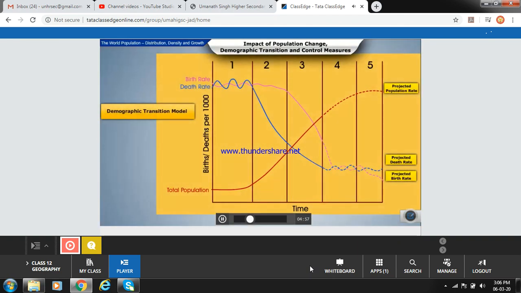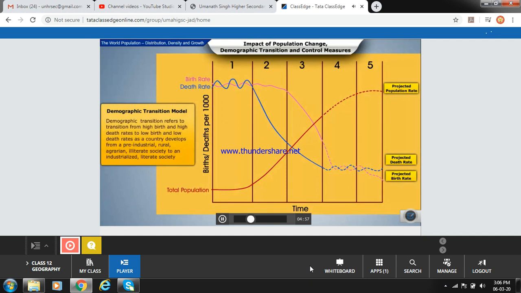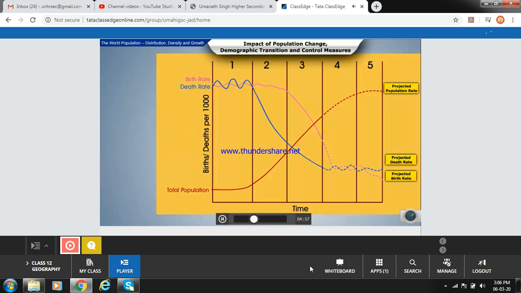What do you mean by demographic transition model? Demographic transition refers to the transition from high birth and high death rates to low birth and low death rates as a country develops from a pre-industrial, rural, agrarian, illiterate society to an industrialized, literate society.